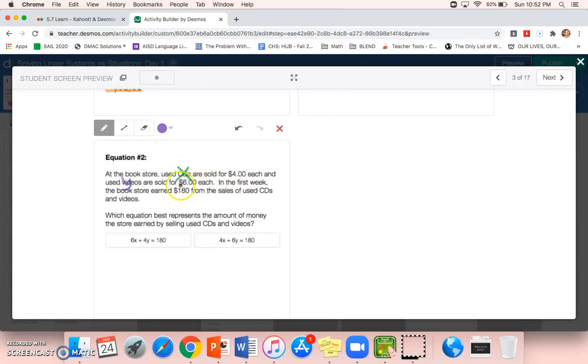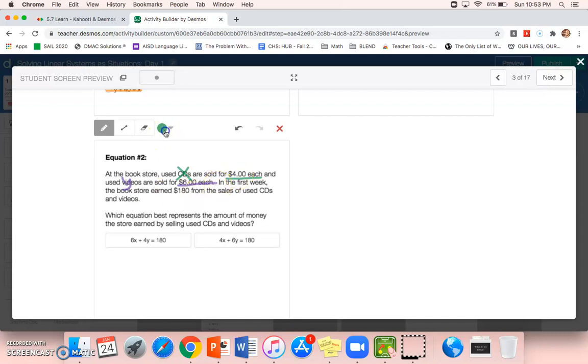What numbers go with those? Well, Y is sold for $6 each, right? So you can think about $6, $12, $18, right? It's just skip counting. $4 each is my X. So you can kind of attach these two things, right? So $4 times the number of CDs is going to tell me how much I made off of CDs. $6 times the number of videos is going to tell me how much money I made off of videos, right?